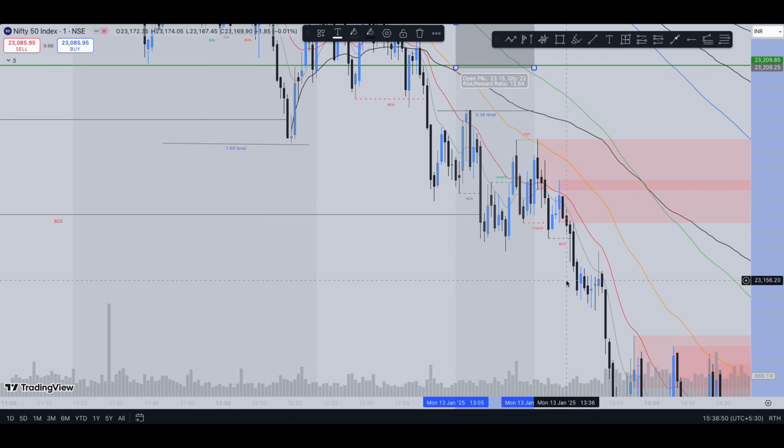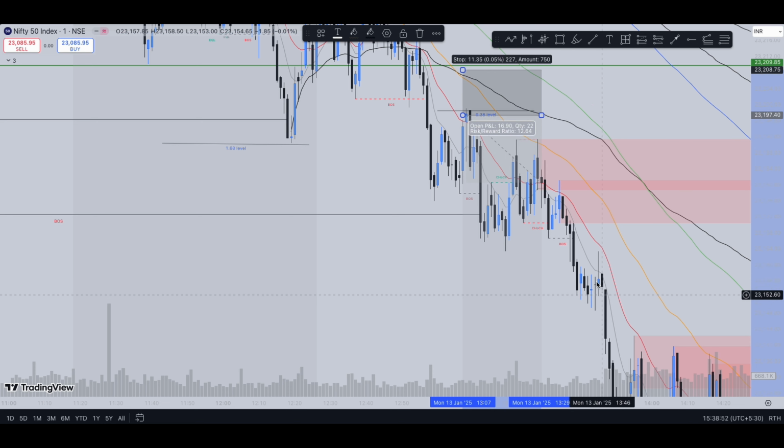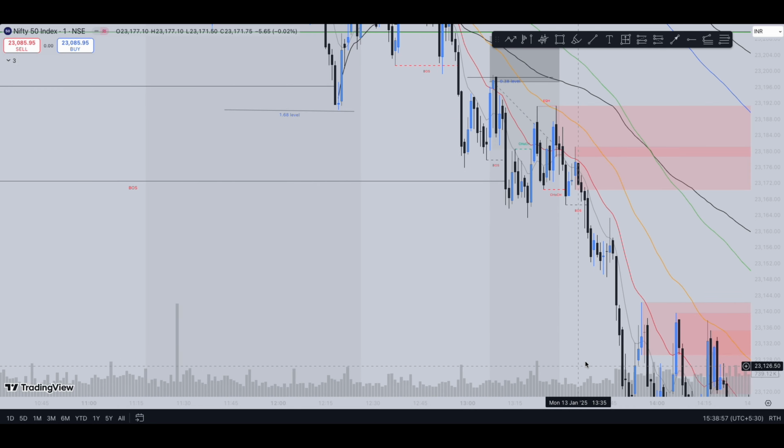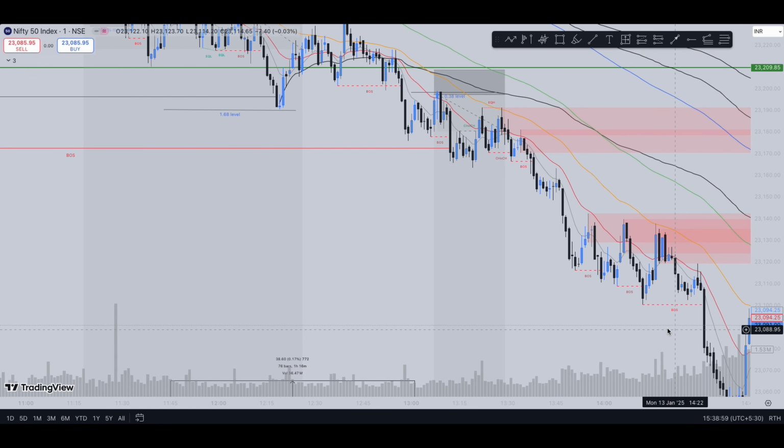Or you could have seen clearly even here that the price consolidated, couldn't cross the 9 as well as 21 moving average, and price continued to sell further.